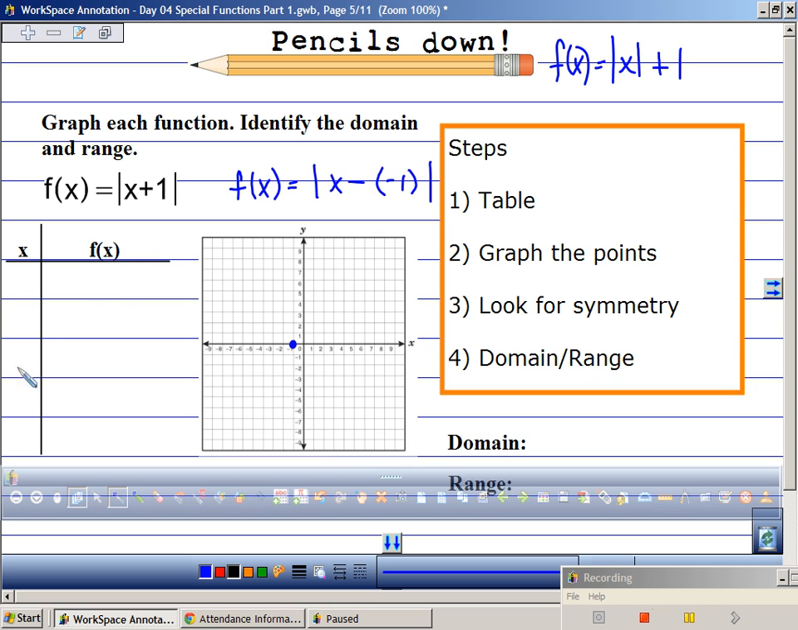Okay, let's do this. Let's do 0. If I put 0 in here, what do I get?